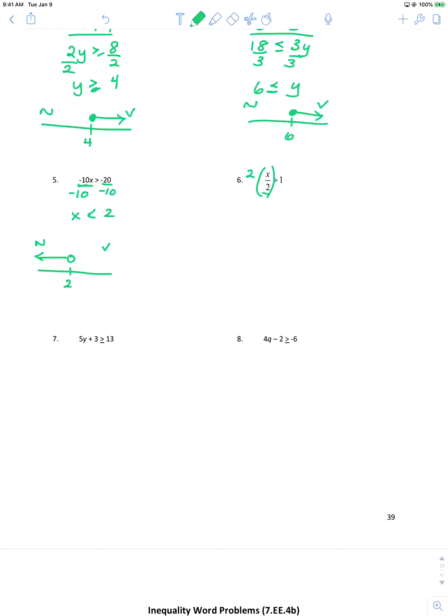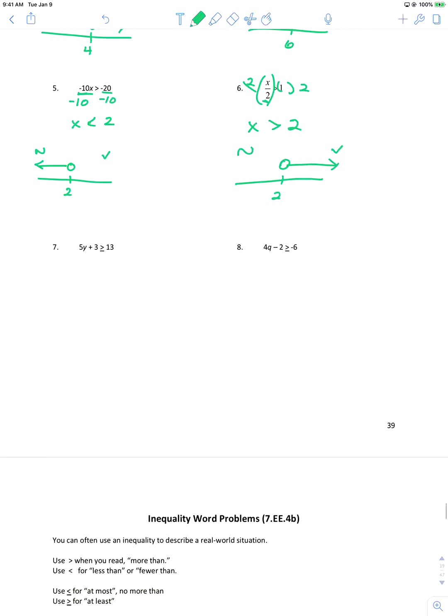Number 6, I'm going to multiply by 2. That cancels. I don't have to flip because it's not a negative that I multiplied or divided by. Open circle on my number 2, eating the variable, so it's going to go to the right.